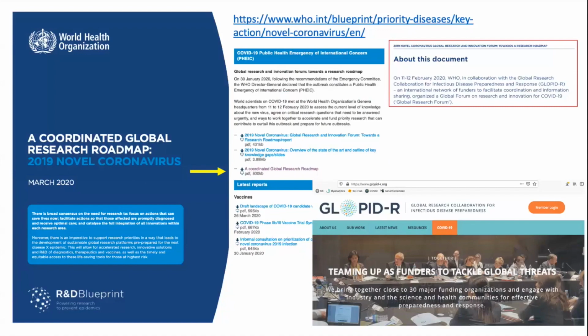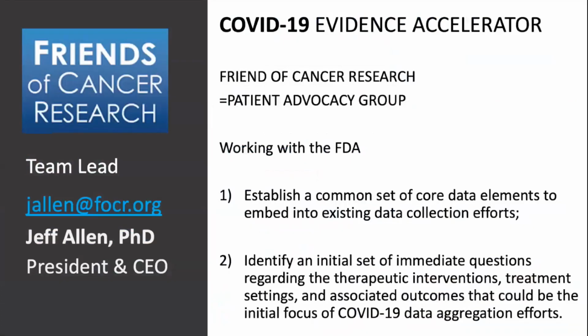The next project I want to outline is led by the Friends of Cancer Research. The Friends is a patient advocacy group in DC. The CEO, Jeff Allen, is leading this evidence accelerator, which is a project where this advocacy group works closely with the FDA on two main goals. One is to get a set of core data elements together that would form almost like a COVID-19 blueprint to say that's what we need. And then you see those immediate questions that will result from that is what really needs to be captured.